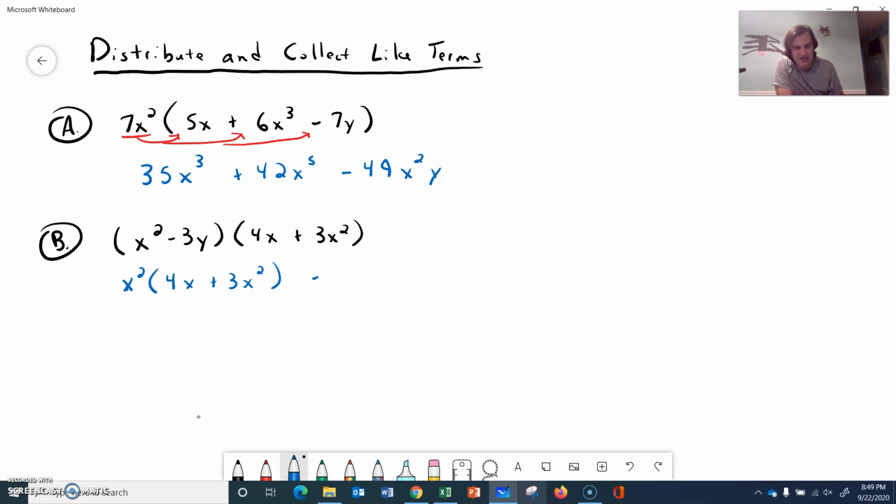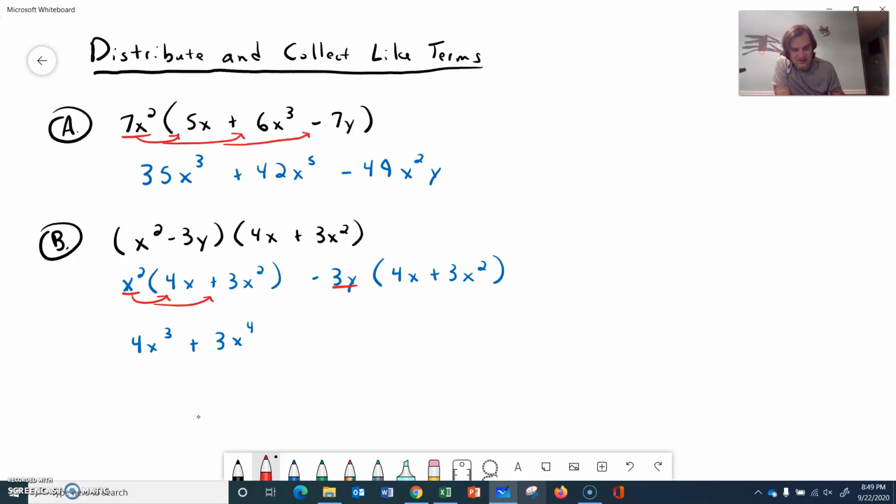And then I'm going to take the negative 3y from the first term and multiply it by the 4x and the 3x squared in the second expression as well. So now I'm going to use that distributive property since there's only one term outside. I'm going to push the x squared through the first one. x squared times 4x is 4x cubed. x squared times 3x squared is plus 3x to the fourth.